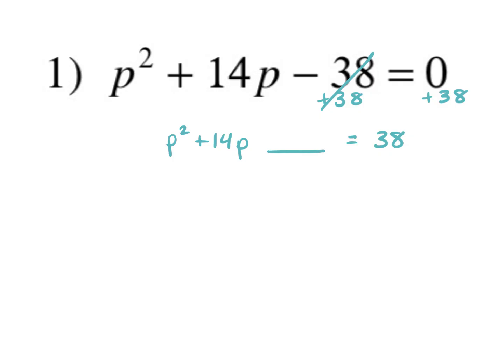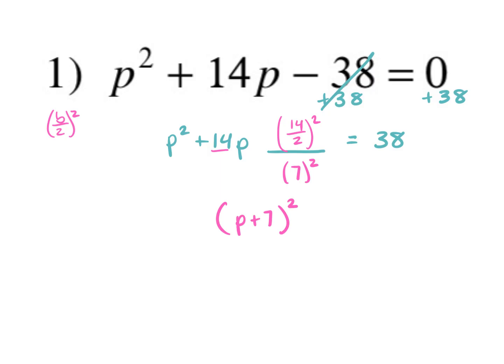What should we do next? Awesome. B over 2 squared. Our b is 14, so we have 14 over 2 squared. What's 14 over 2 simplify to? 7 squared. So what's going to go into my parentheses here? P plus 7. Perfect. It's p here, but if you wanted to say x, that's fine too.